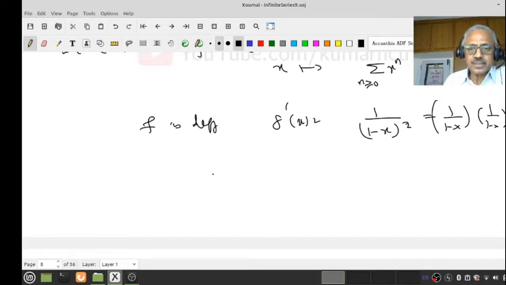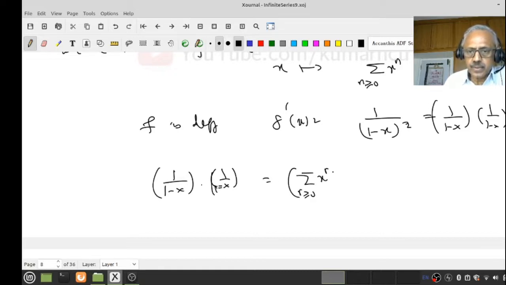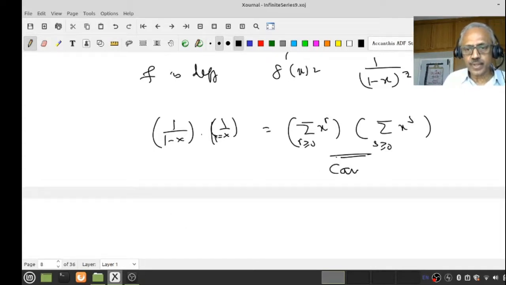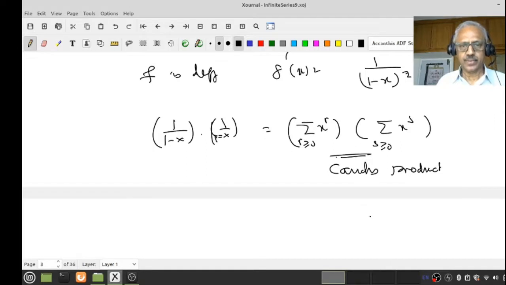Therefore, you can wonder something. What will be 1 by 1 minus x times 1 by 1 minus x? This is nothing other than the sum of x power r, r greater than or equal to 0, times the sum of x power s, s greater than or equal to 0. Now I would like to test: suppose I use this product as a Cauchy product, do I get 1 by 1 minus x whole squared? Is it equal to this? Are you following? This is formal. 1 by 1 minus x is this series, and 1 by 1 minus x is the geometric series in x power s. When I use a Cauchy product, I want to know whether it converges, and does it converge to 1 by 1 minus x whole squared?